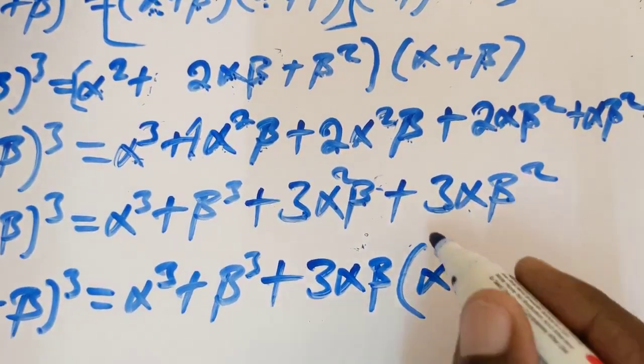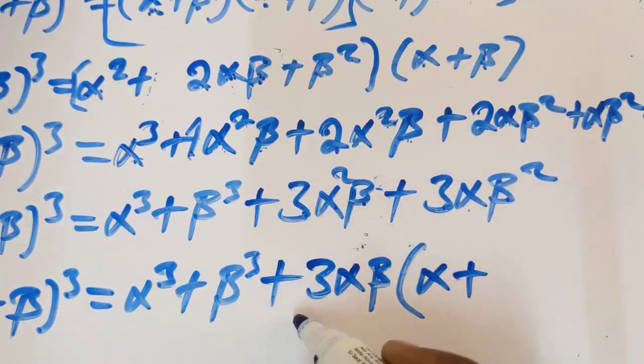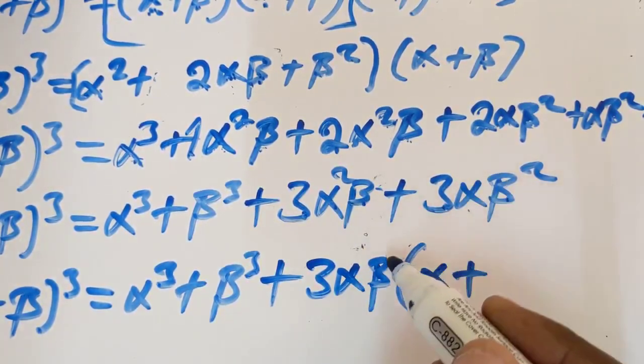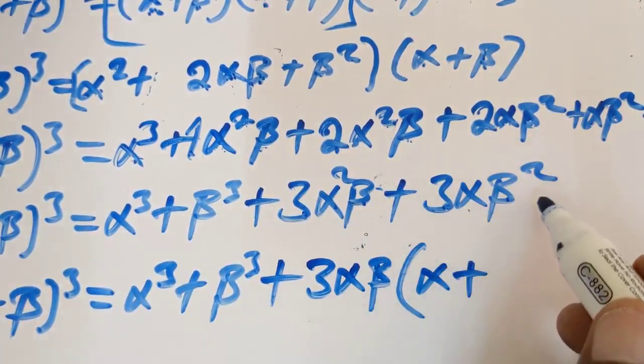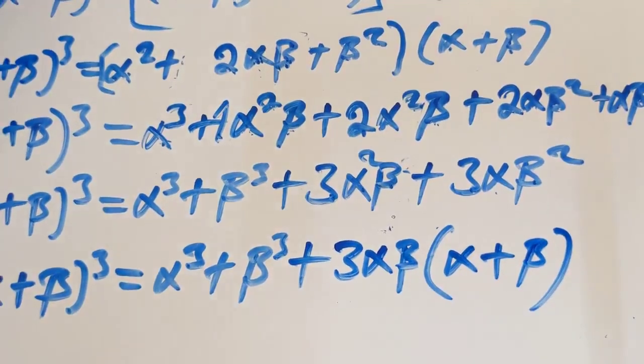So that means we are done with this one. Plus, how about this one? This 3 cancels that 3. This alpha cancels that alpha. Beta cancels that power there. So we are going to have beta. I hope you are getting the concept here.